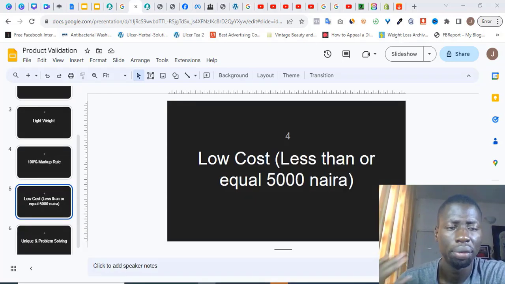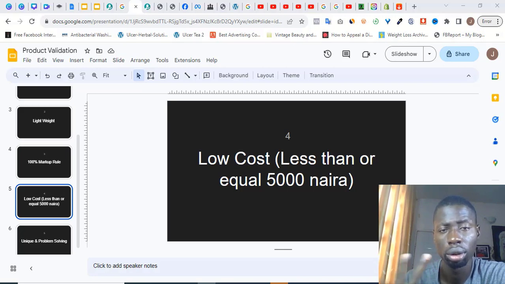All right. So number 4 rule you must follow while validating your product idea is low cost. You want to go for products that are less than 5,000 naira. Usually you can get some products for around 1,000 naira. Some products cost 1,500. Some products 2,000 naira, and like that up to 5,000 naira. Generally, I would not advise you to go for a product that is higher than 5,000 naira if you're starting as a newbie.